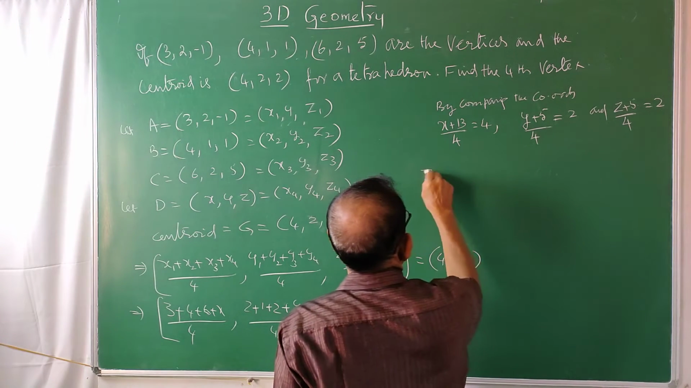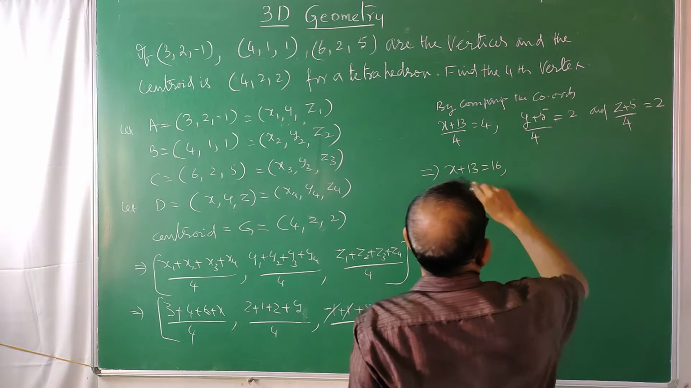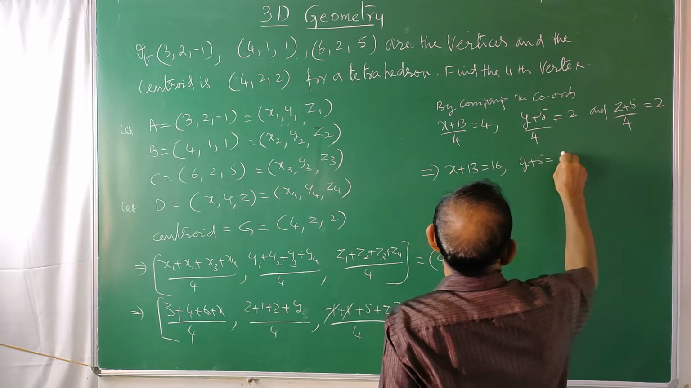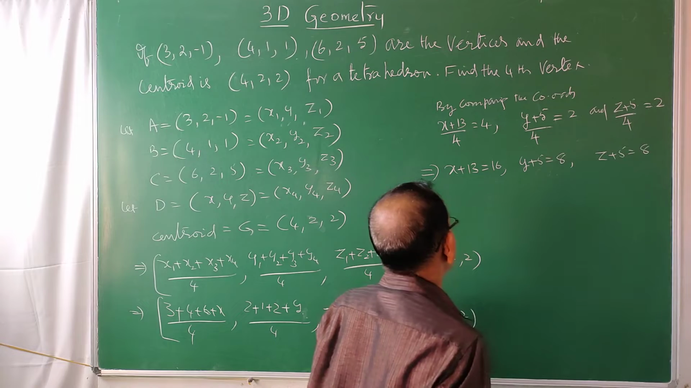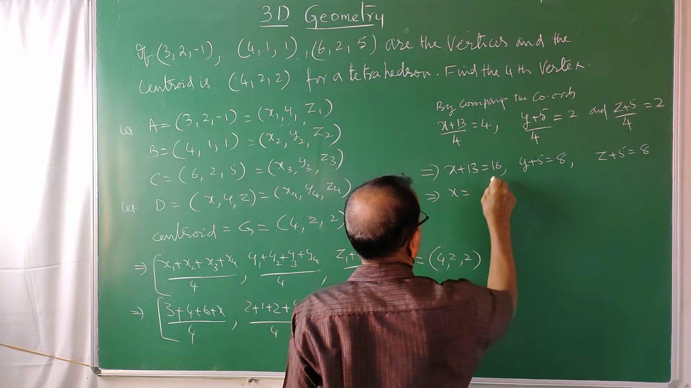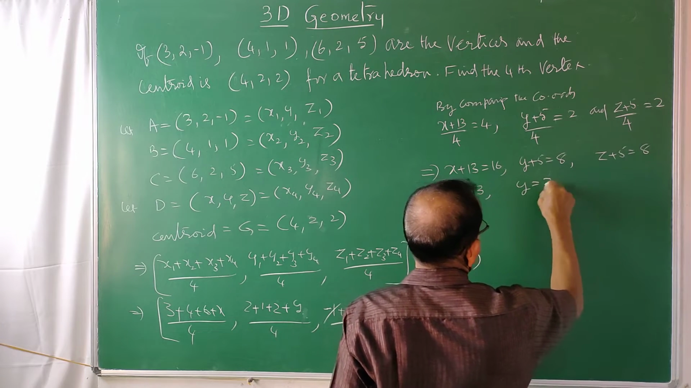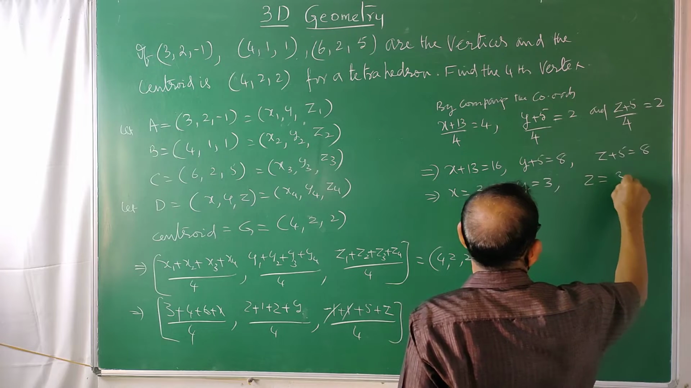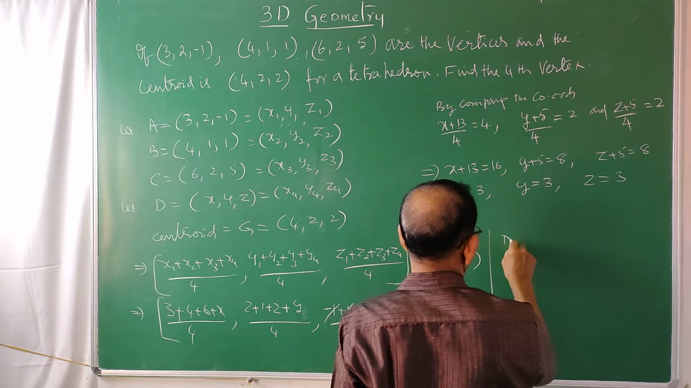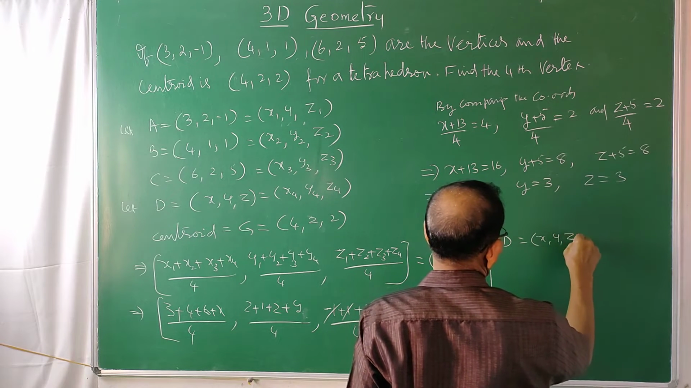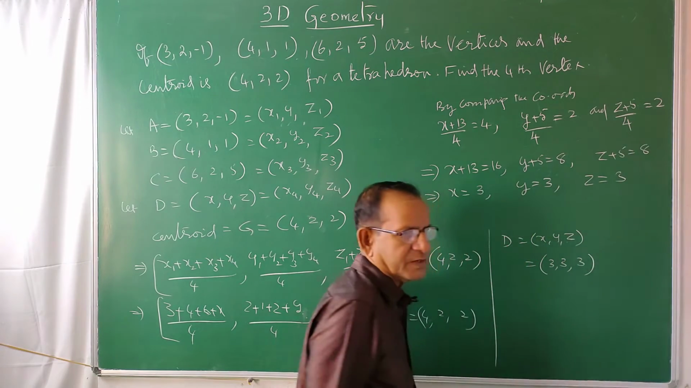That implies x plus 13 is equal to 16, take cross multiplication. Y plus 5 is equal to 8 and z plus 5 is equal to 8. Now from this, x is equal to 16 minus 13, that is 3. Y is equal to 8 minus 5, 3. And z is equal to 8 minus 5, 3. Now centroid, therefore D is equal to x comma y comma z, that is equal to 3 comma 3 comma 3. This is the fourth vertex of the tetrahedron.